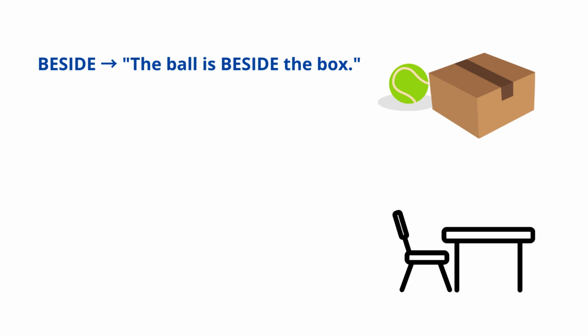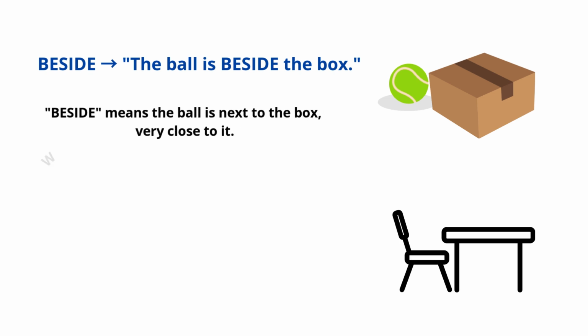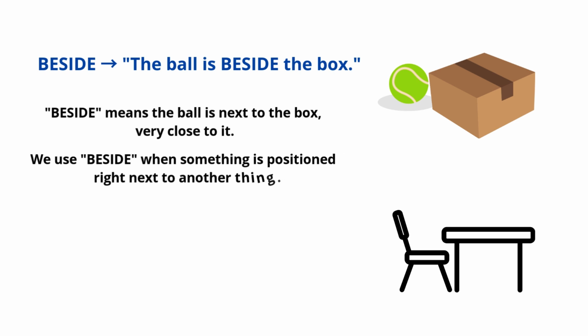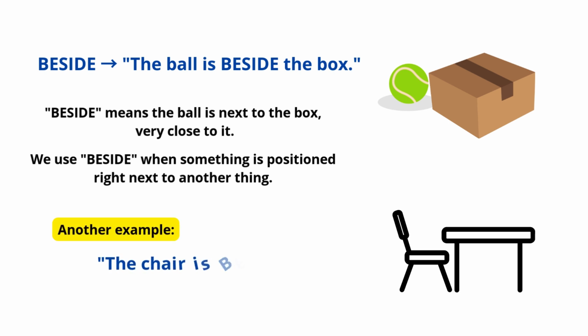Beside, the ball is beside the box. Beside means the ball is next to the box, very close to it. We use beside when something is positioned right next to another thing. Another example, the chair is beside the desk.